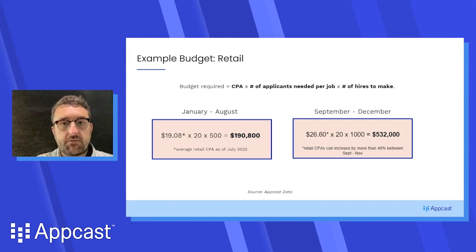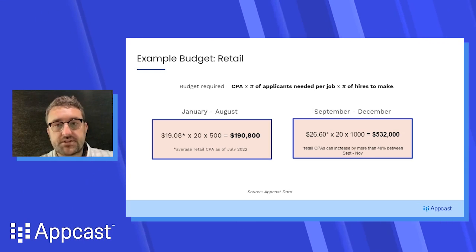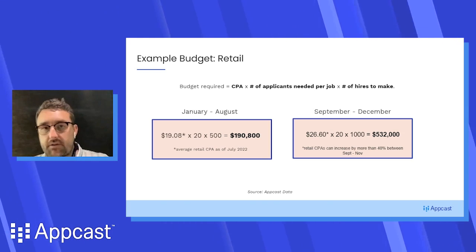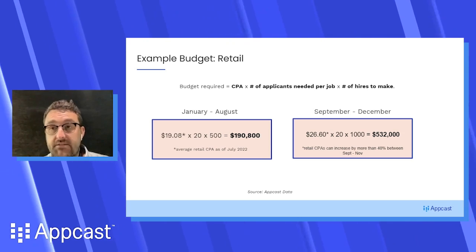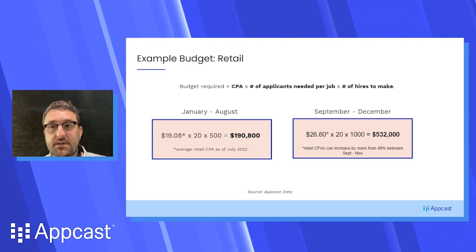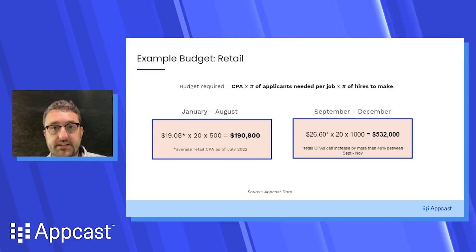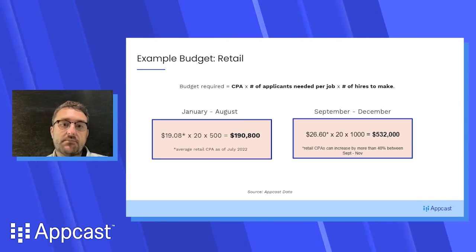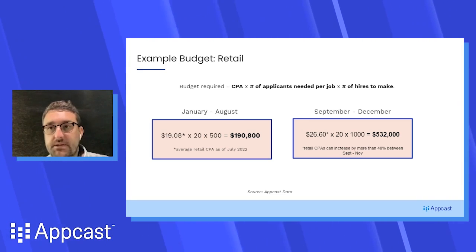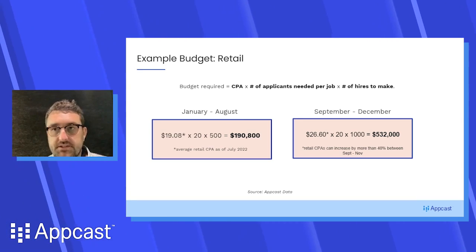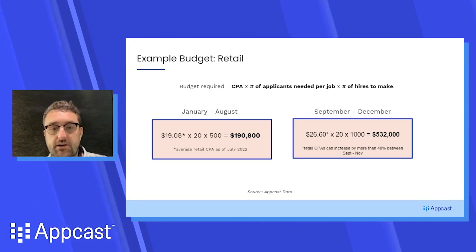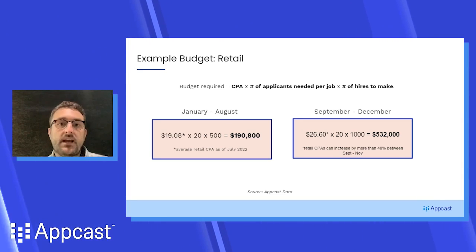Now, if you are looking at making a big push, let's say that you're trying to go from 500 hires to 1,000 between September and December, right? This is the big seasonal push. The cost per apply is going to be a bit higher, right? Because there's more competition at this time frame. There's more employers who are looking to make these hires.